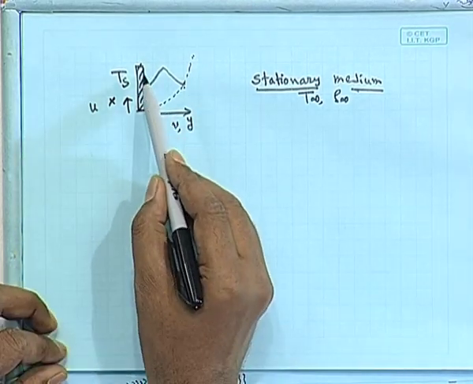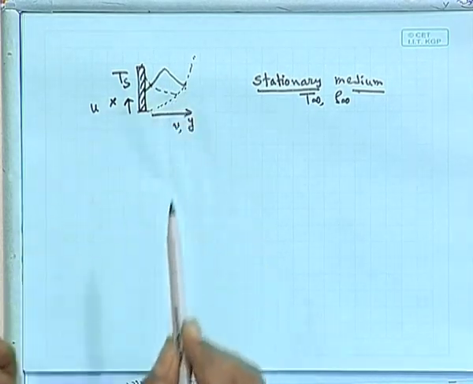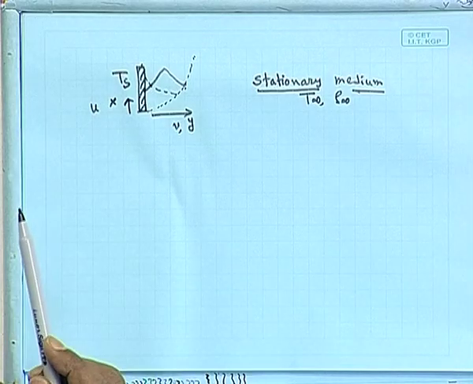And the temperature profile will fall something like this. It becomes T infinity at the edge of the boundary layer, starting from Ts at the wall.